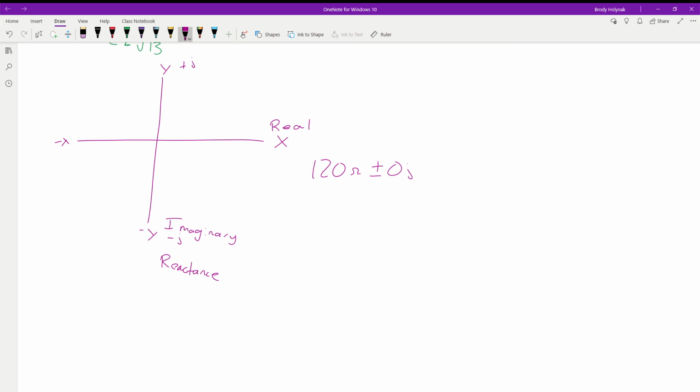Like I said, this part has always been here with every number that we've always done. We have just ignored it because it has 0 reactive or imaginary components to it. It's always been there. We just don't care.